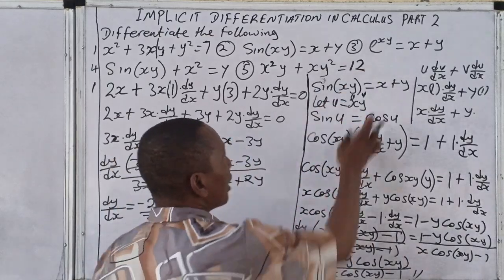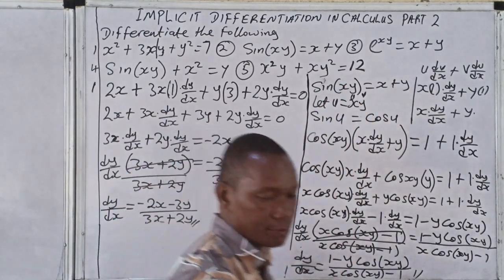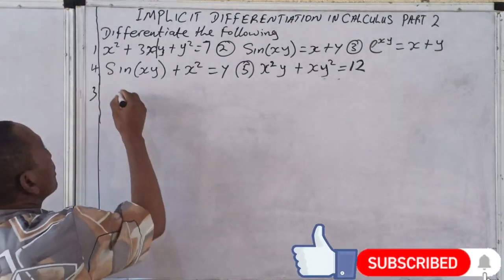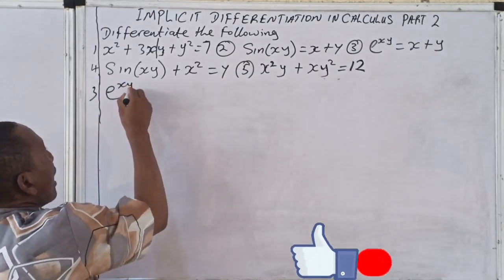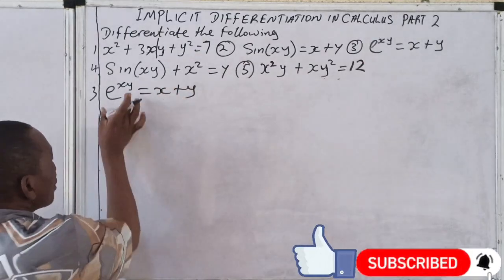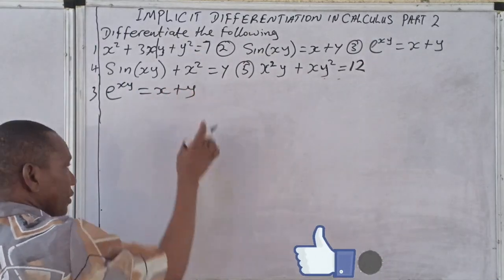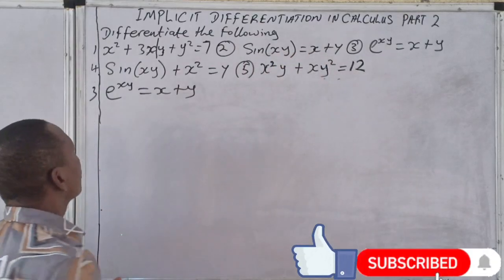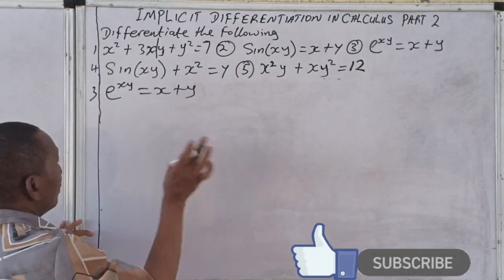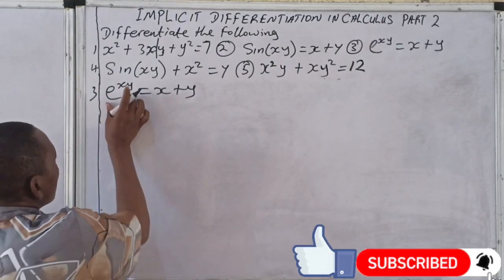Let me clean the board and solve the third question. So let's solve question number 3. Number 3 is e^(xy) = x + y. How do you solve this? Differentiate this, and differentiate this, just the way we did for this. To differentiate this and this is very easy, but let's differentiate this first.